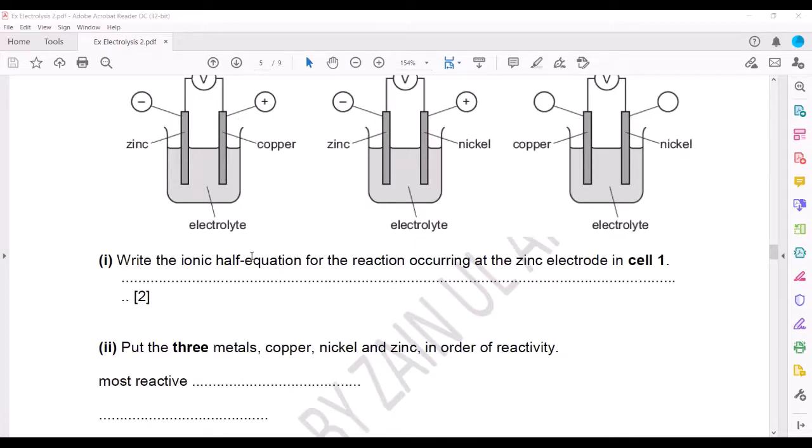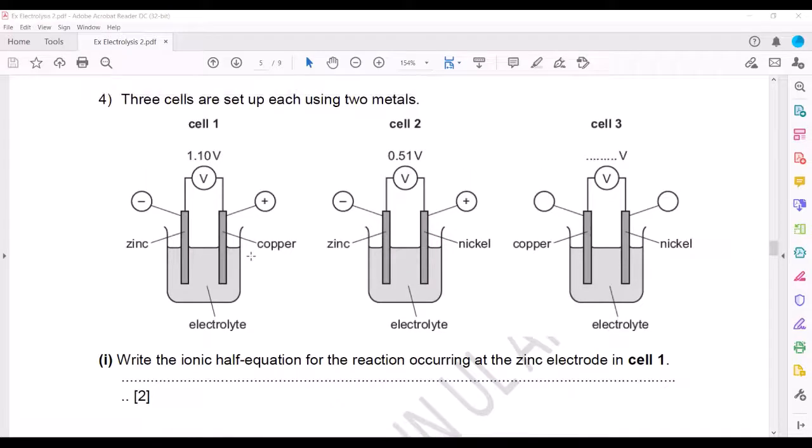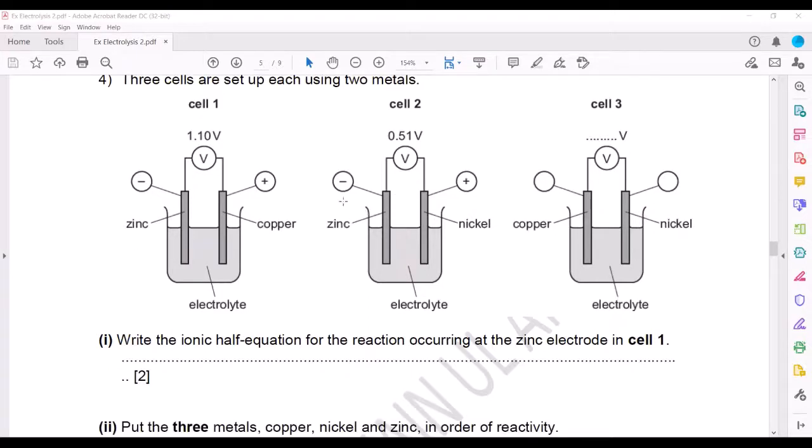Put the three metals, copper, nickel, and zinc, in order of reactivity. Look, how to work out the order of reactivity. First, between zinc and copper, the voltage is 1.1. And we know zinc is more reactive. The negative one is more reactive here. So zinc is on top and copper is below, where the difference in reactivity produces a voltage of 1.1. 1.10 or 1.1, that's the same.